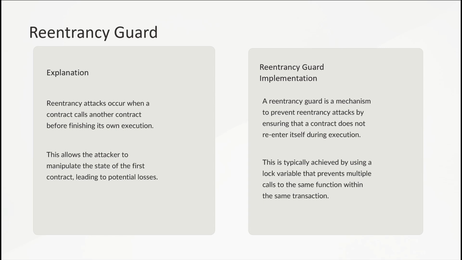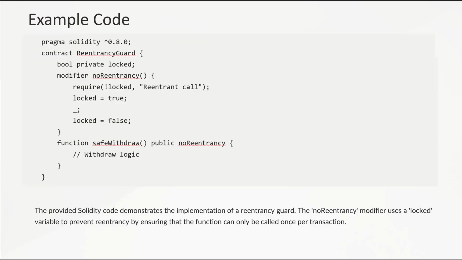Typically, this is achieved by using a lock variable that blocks multiple calls to the same function within the same transaction. Our example code shows the implementation of a reentrancy guard. The noReentrancy modifier uses a locked variable to prevent reentrancy by ensuring the function can only be called once per transaction, effectively safeguarding against such attacks.